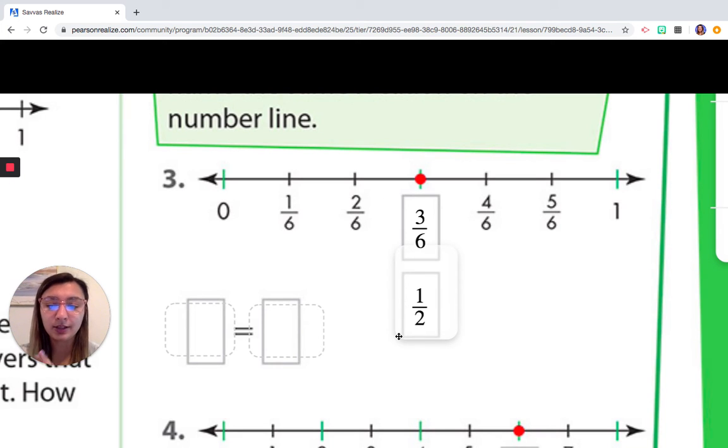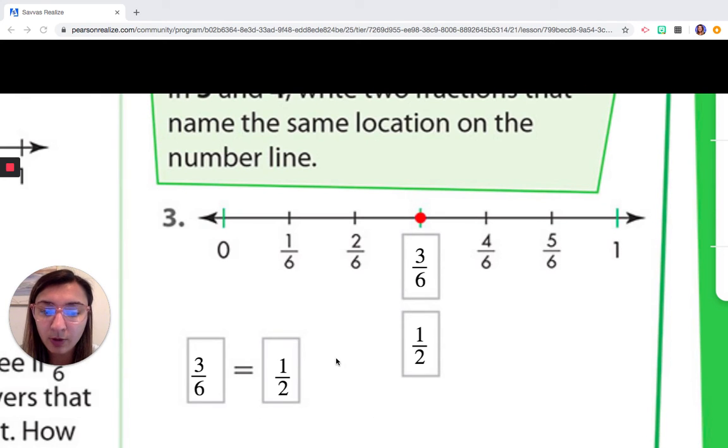I hope that made sense. I know that might have been a little confusing with me saying the multiplication thing, but you can do it that way too. You'll just get a higher number. So down here, we're going to write that 3/6 equals 1/2.